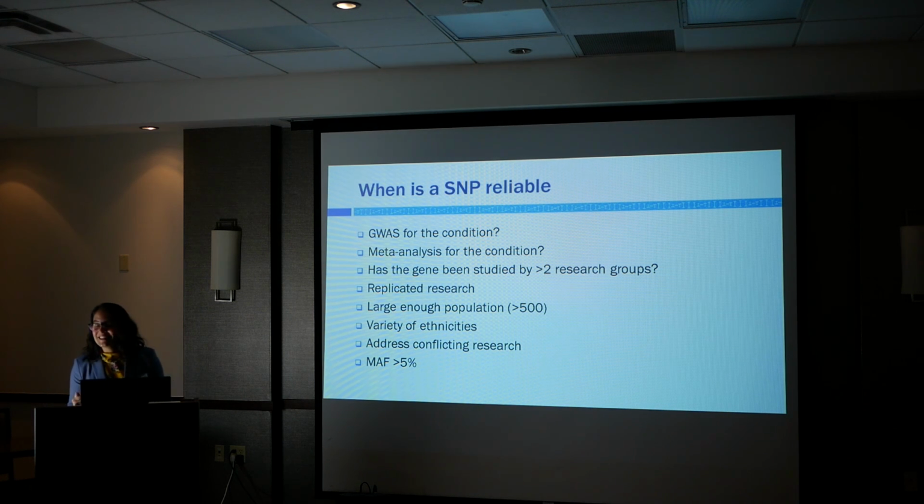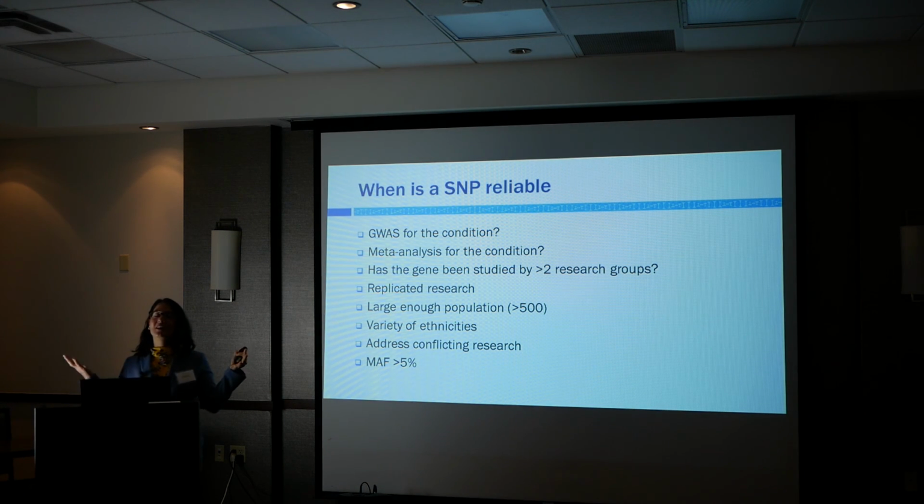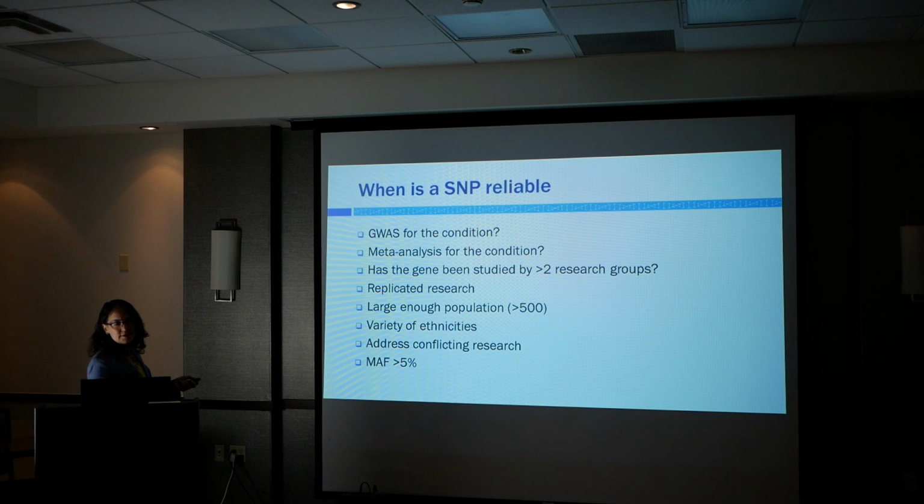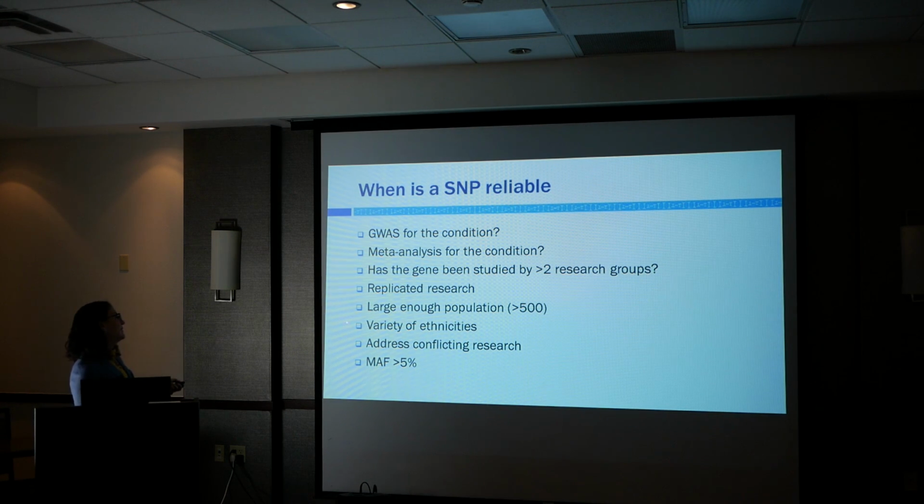I see so many studies on like 180 people, and that just isn't something we can apply to everybody. We need more when it comes to reporting scientific research and reporting your patients' results. So we want a variety of ethnicities, addressing conflicting research as well. And then, there needs to be a minor allele frequency of greater than 5.